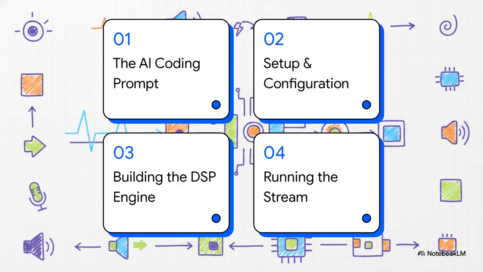So here is a quick roadmap for our tour today. We'll start with the initial AI coding prompt, move into setup and configuration, then actually build out the DSP engine, and finally, we'll flip the switch and run the stream.